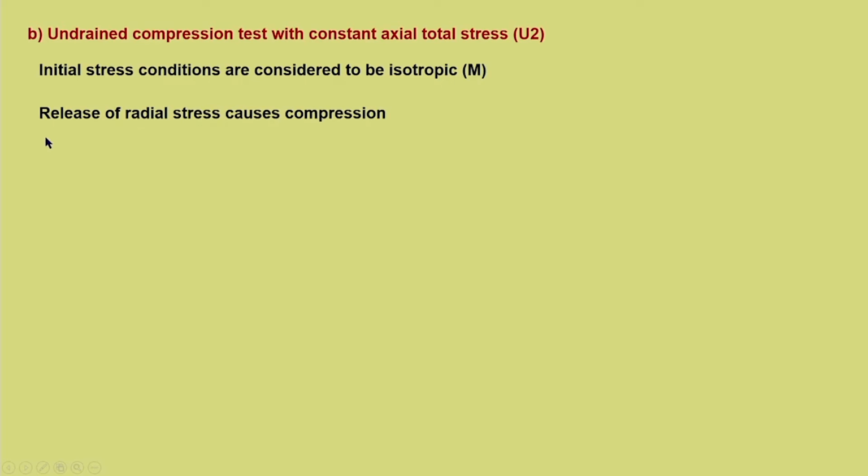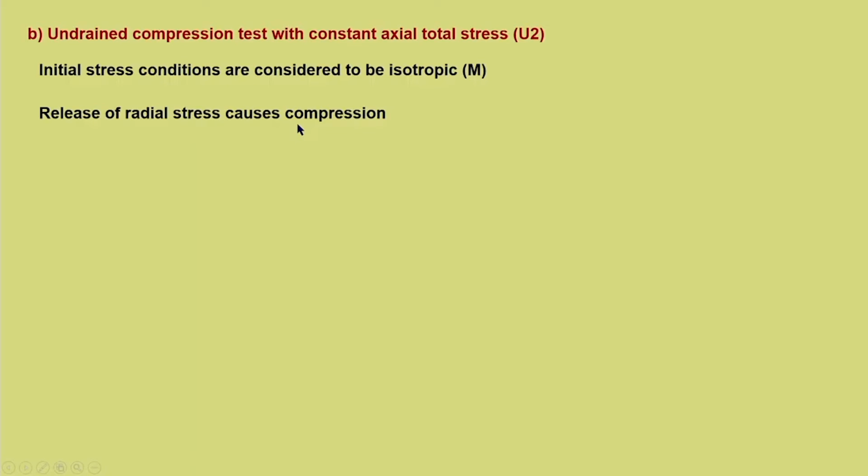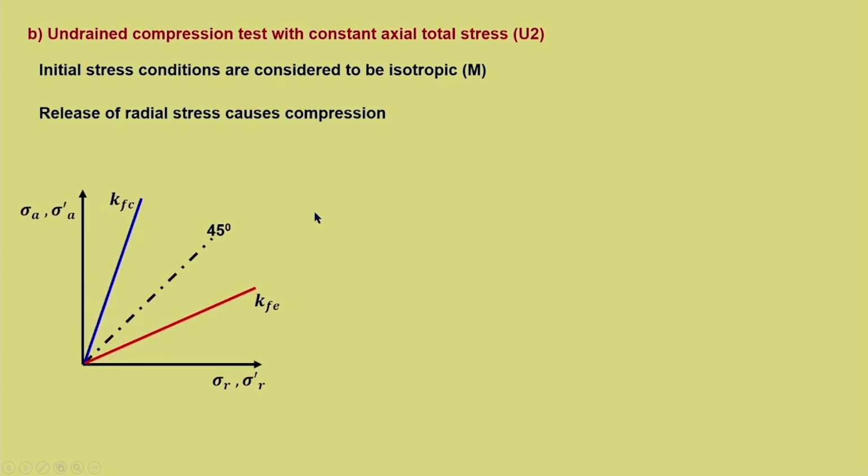Now, just like we discussed for the drained stress path, the compression can also be brought about in another sequence. So, undrained compression test with constant axial total stress, that is represented by U2. Initial stress conditions are considered to be isotropic, so it all remains the same. Release of radial stress causes compression. We know that when axial stress is kept constant, we need to release the radial stress so that there is a compression. So, that is what we are discussing now.